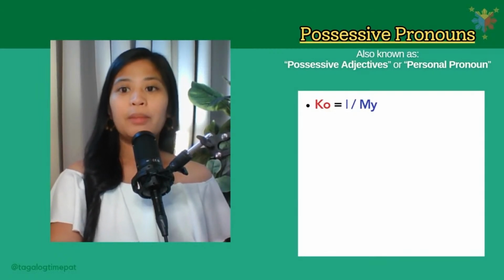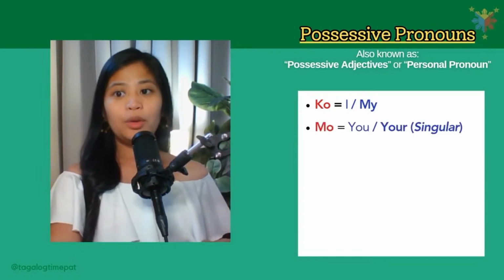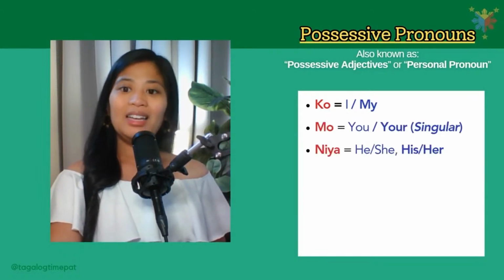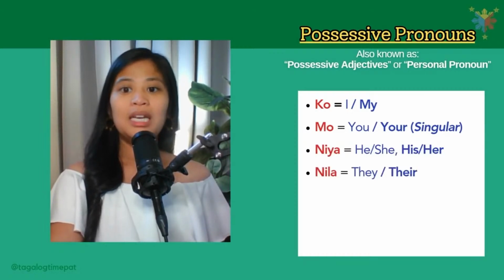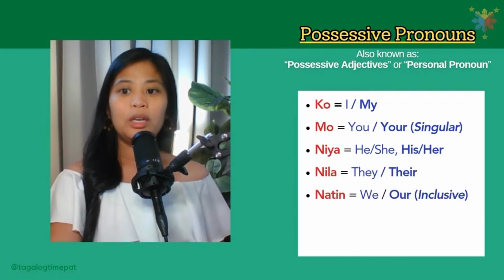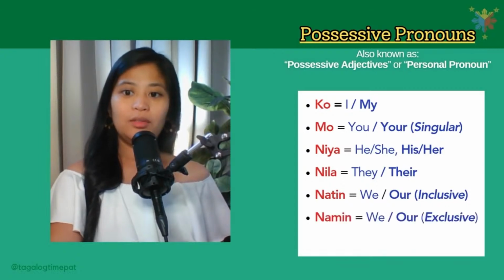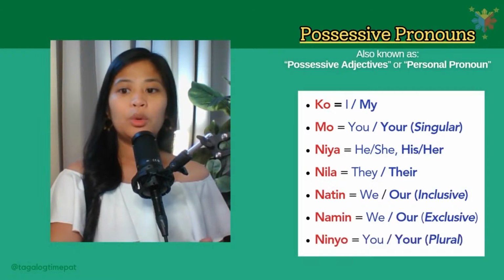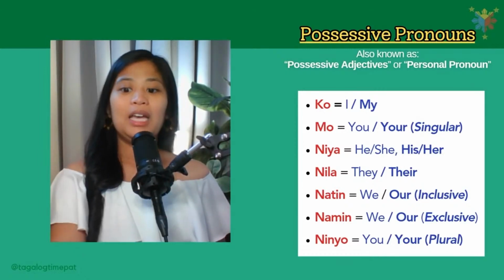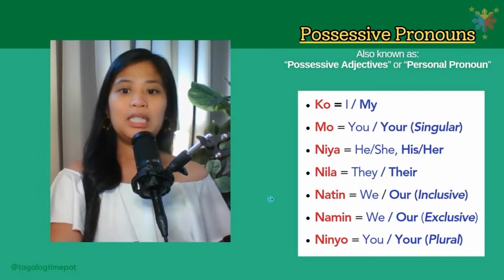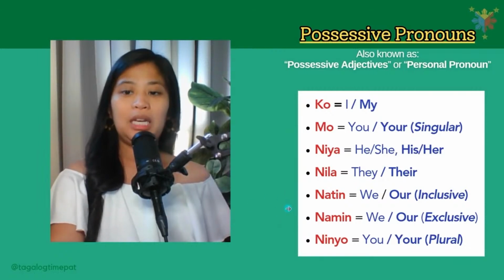Ko means I or my. Mo is you or your singular. Niya, he or she, his or her. Again, this is gender neutral. Nila, they or their. Natin, we or our inclusive. Namin, we or our exclusive. Ninyo is you or your plural. So that's you all as a class. And we will take a look at the difference between this inclusive and exclusive meaning here.